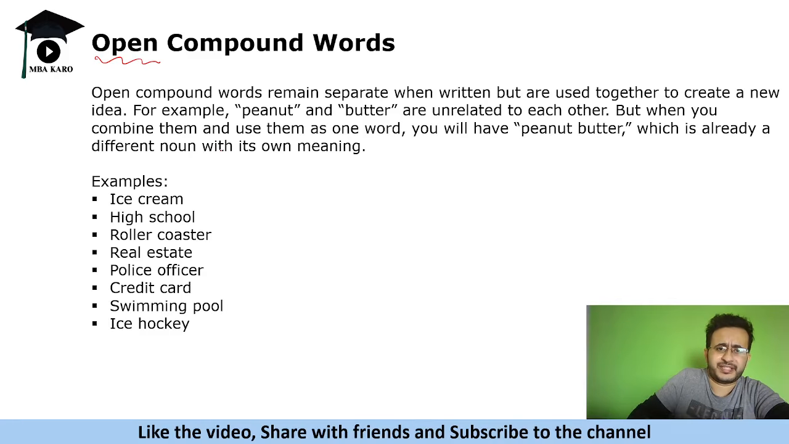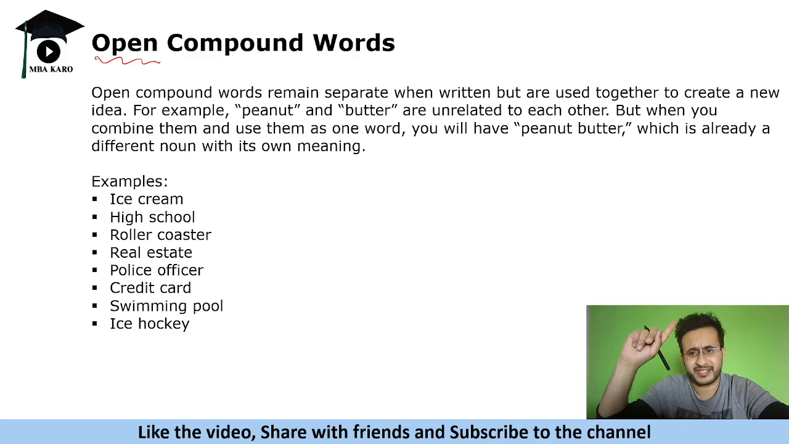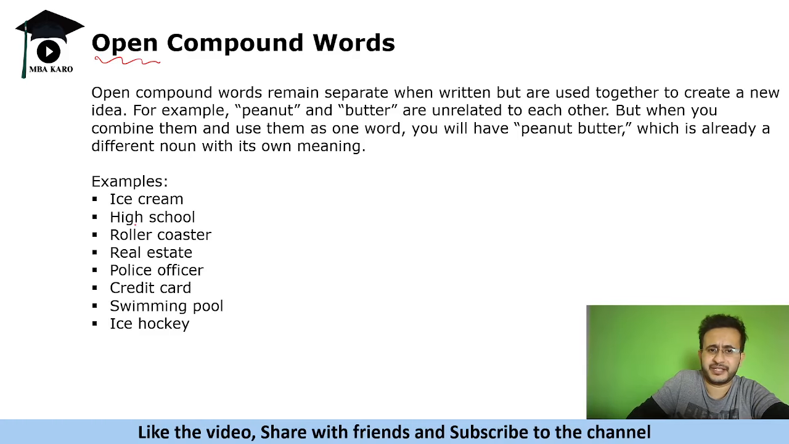Okay, now these are some more examples. Ice cream, because ice cream denotes a single thing. Okay, ice is a separate word, cream is a different word, but ice cream is a different word. It denotes one thing. Similarly, high school, high is different, school is different, but high school is entirely different from that. Roller coaster, real estate, police officer. So these are all compound words because you treat them as a single word, police officer. Okay, credit card. Although these are two different words, credit is different, card is different, but combined it denotes one single object. Like credit card is one object. Ice hockey, swimming pool. So all these are examples of open compound words.